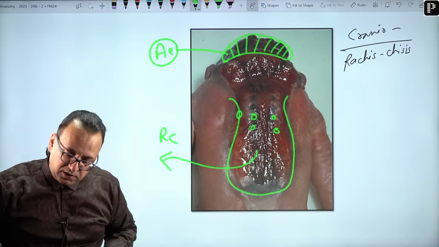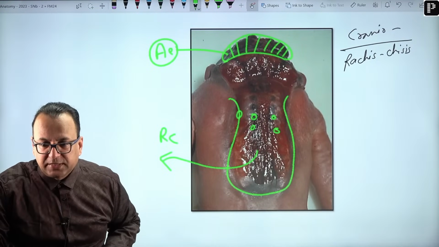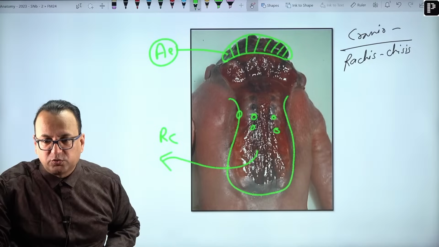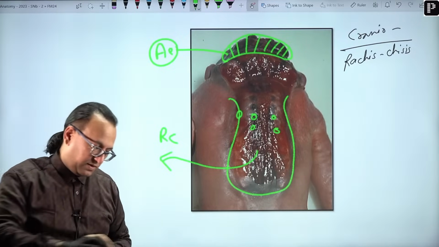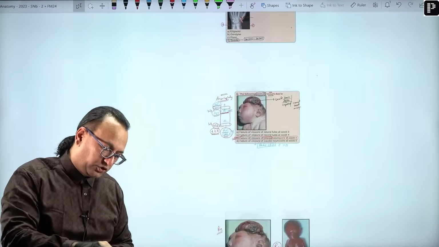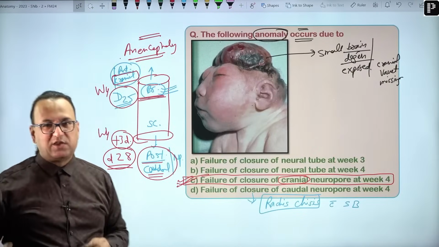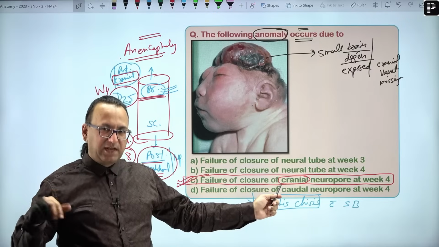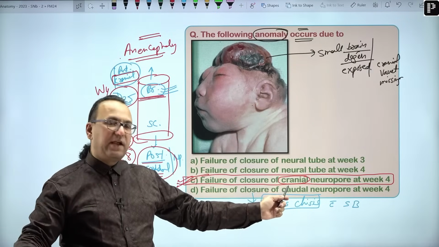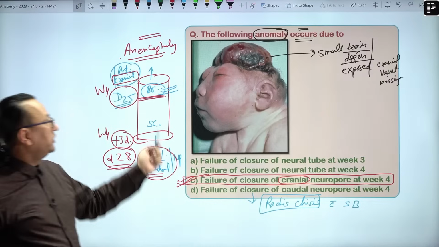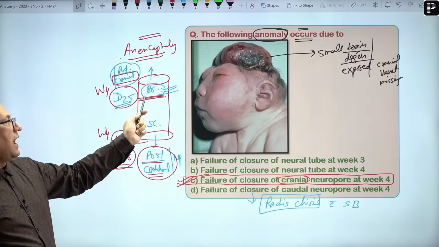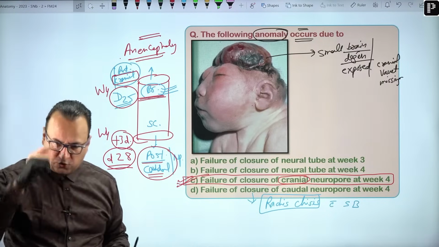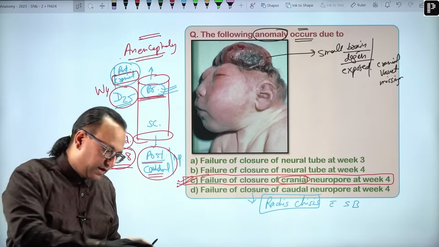So yes, Neelu, as you are mentioning, it is an anterior neuropore closure defect, the question which has come to you. In this question you should have answered, I think you already would have answered choice number C. If it was not cranial, it would have been anterior. Anterior or cranial is the same in embryological development, and posterior and caudal is the same, as we have mentioned here. Okay, I hope things are clear now.